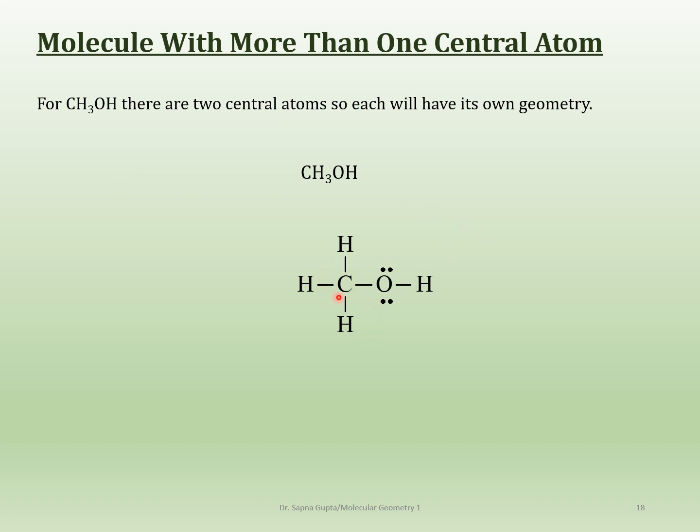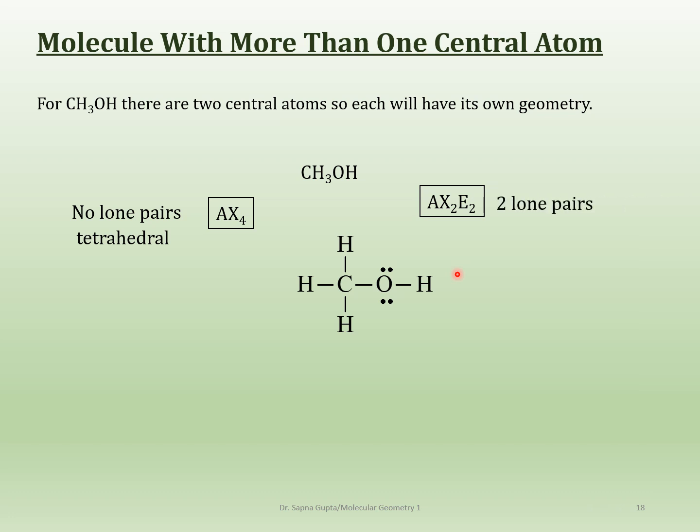So here we can see this central atom here, C, and then we have 4 electron groups. Oxygen also has 4 electron groups, but 2 of them are lone pairs of electrons. So the first one, which is carbon, AX4, no lone pair, so it's a tetrahedral. Oxygen, AX2E2, with 2 lone pairs, so that one is going to be a bent shape. So it's very simple like that.